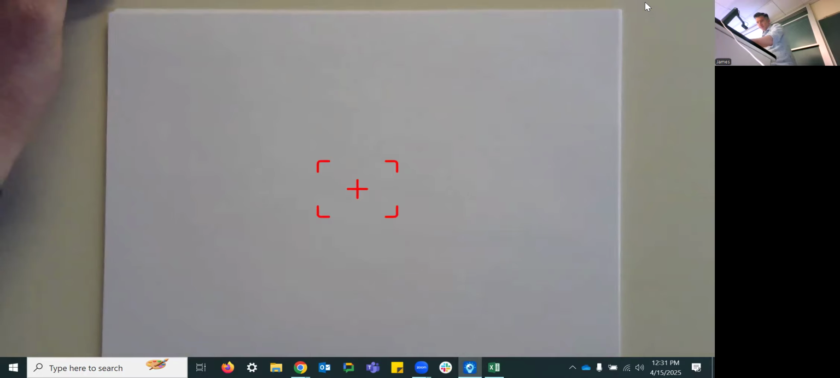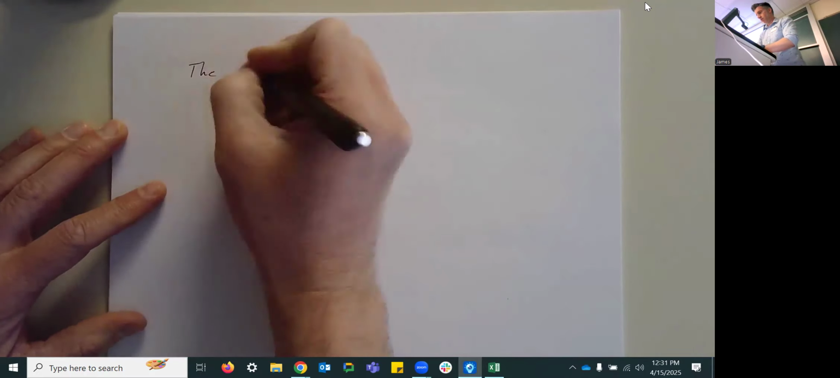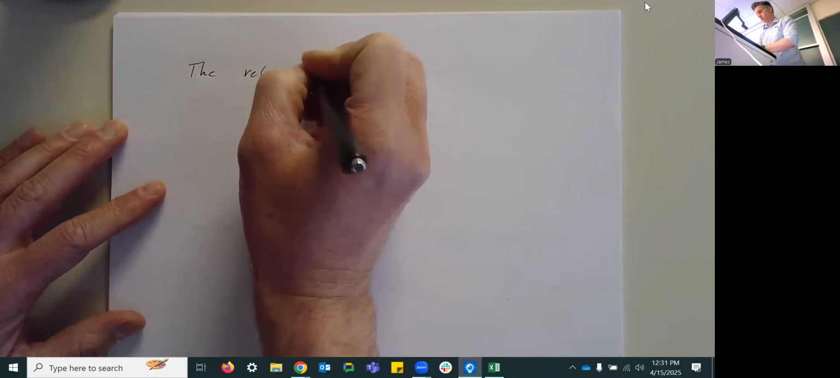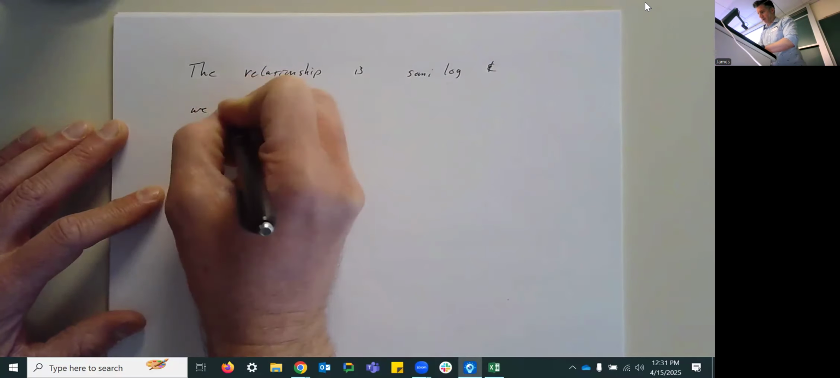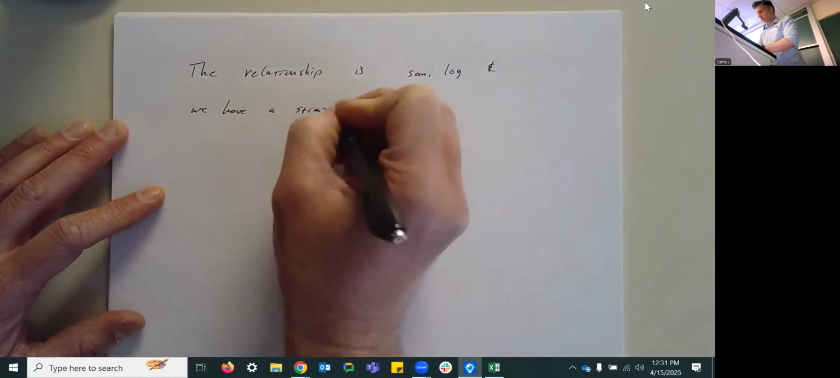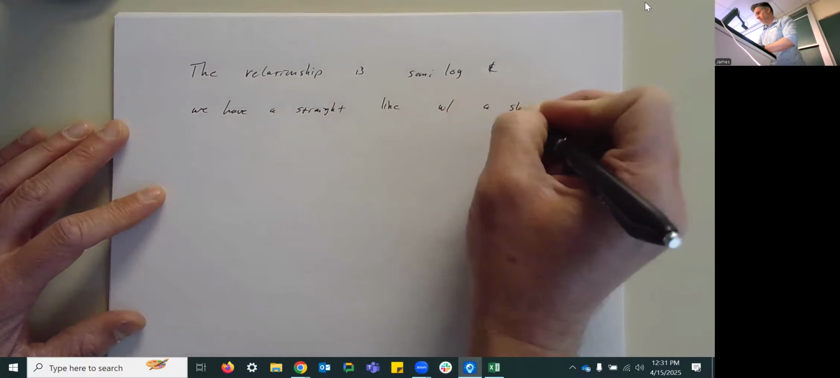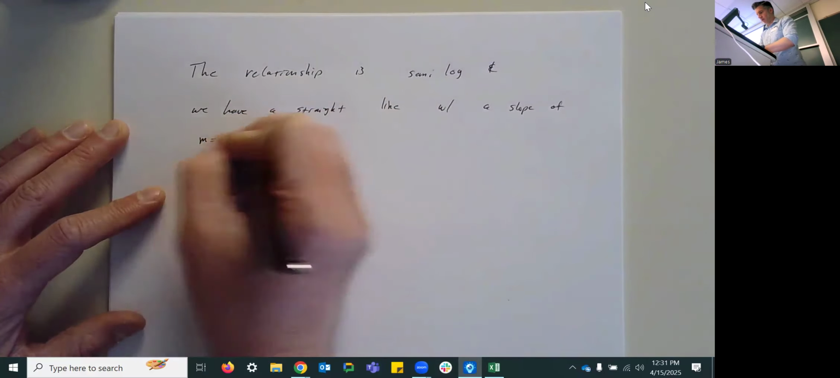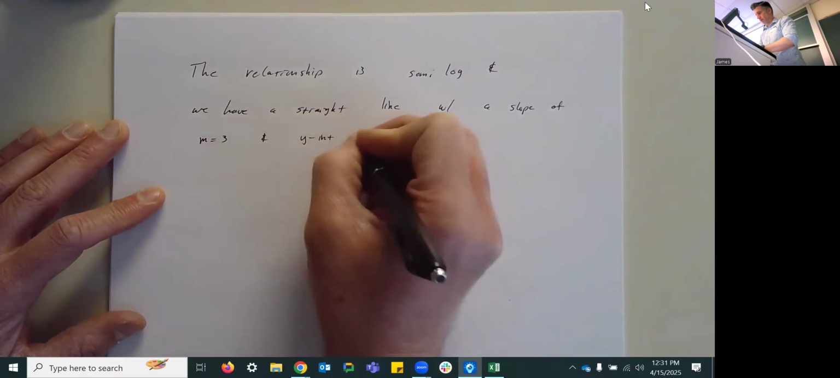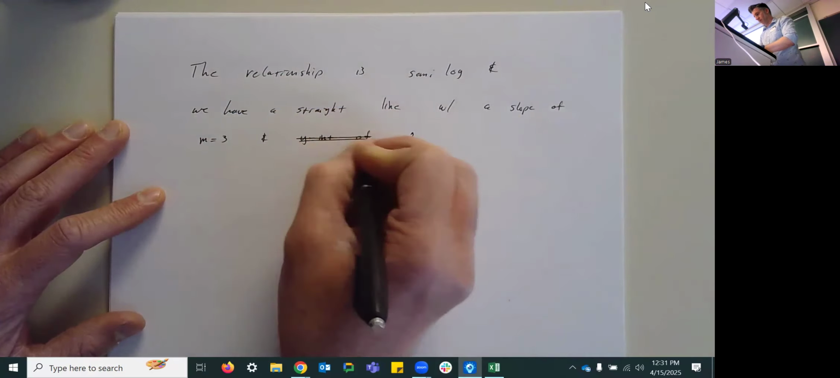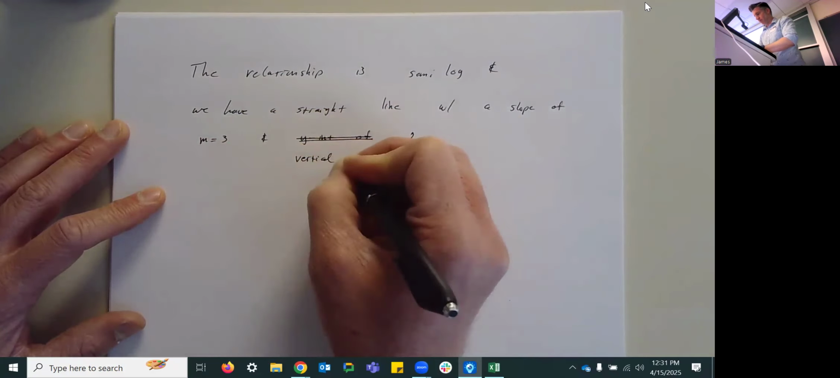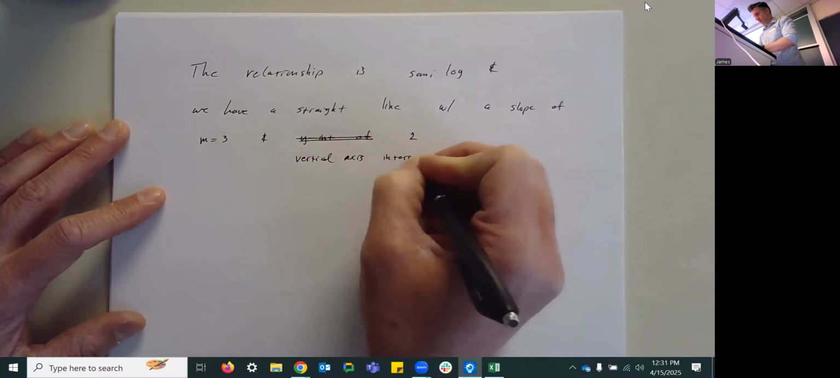What I mean by that is sometimes you'll be given something like, we know that the relationship is semi-log and we have a straight line. Let's make the numbers easy with a slope of m equal to 3 and a y-intercept of 2. Sorry, let me change that language a little bit. A vertical axis intercept of 2.